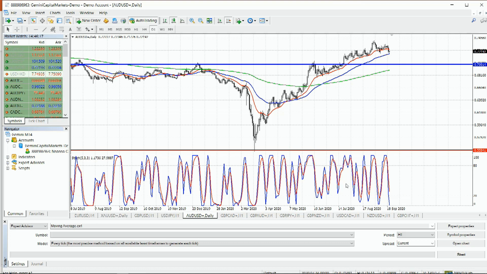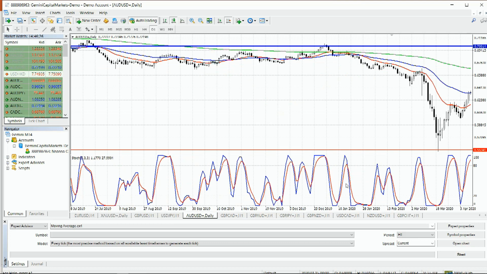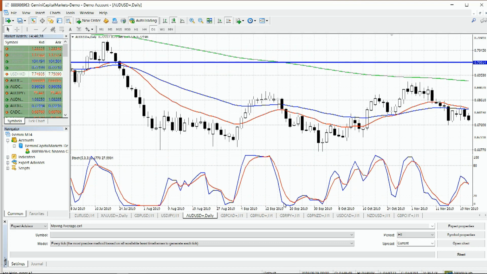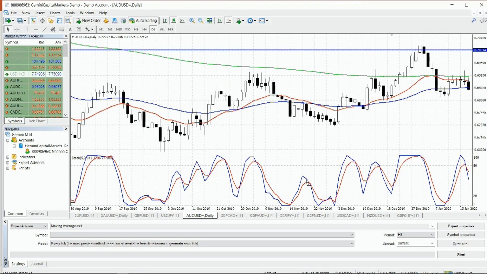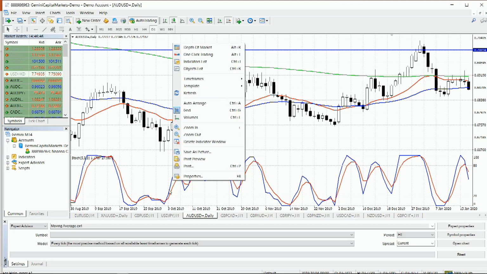Now, the difference between stochastic and the RSI is that stochastic gives you dual visual lines. So what I mean is this: you can see that we have two separate lines with two different parameters. In the RSI, you just have one line. So what we're looking at here is the %K and the %D. If I go back to it now, let me show you what it looks like.